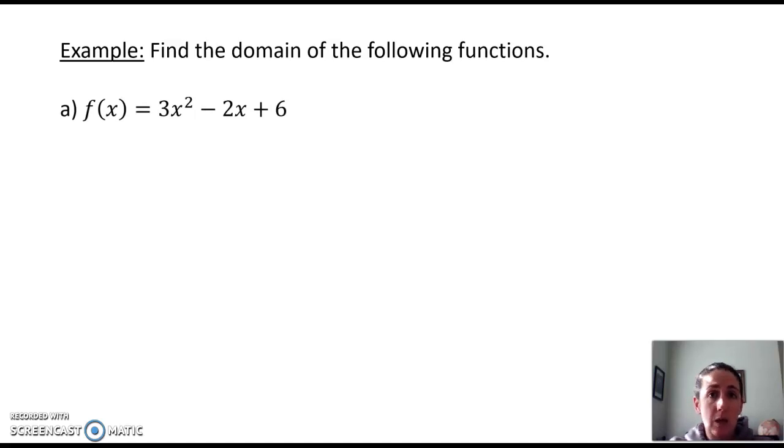So if we look at this first function, 3x squared minus 2x plus 6, are we in fear of taking the square root of a negative number? Well, do you see an even root with a variable underneath? Nope, so we're not in fear of breaking that rule.